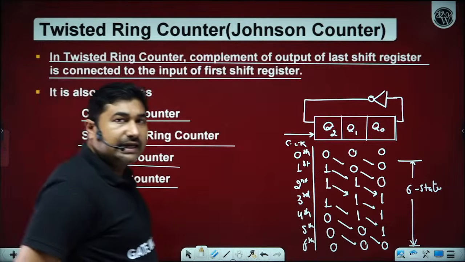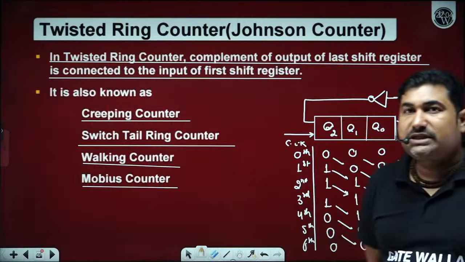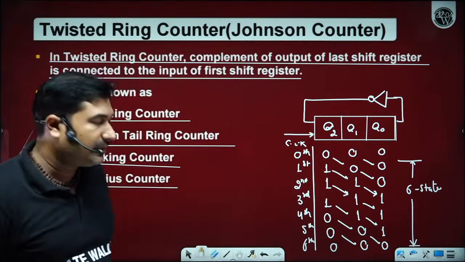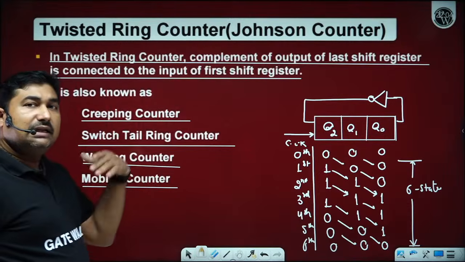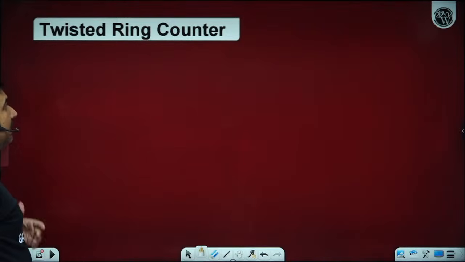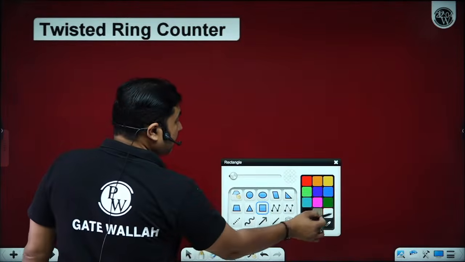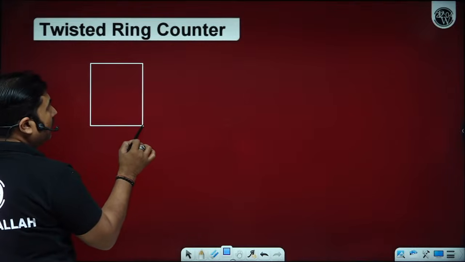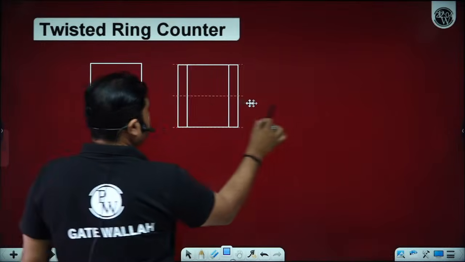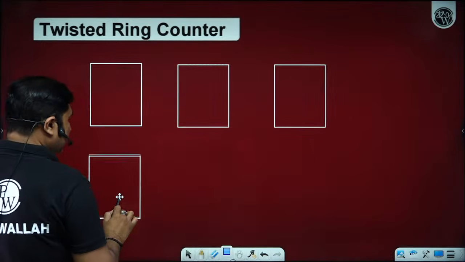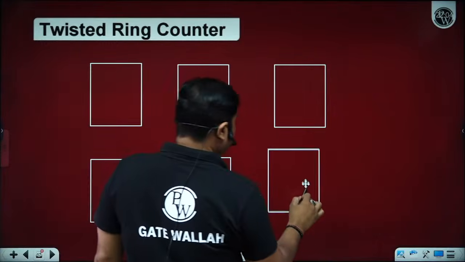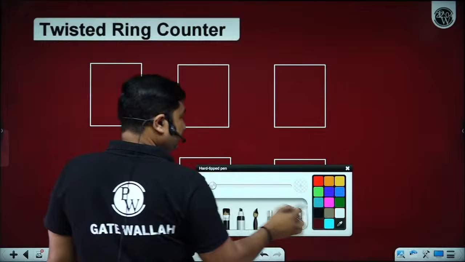So we want to design a Johnson ring counter, a twisted ring counter. In a ring counter, the last flip-flop output is connected to the first flip-flop input. In a twisted ring counter, the last flip-flop output is twisted and connected to the first flip-flop input. We can design this twisted ring counter either by using JK flip-flop or by using D flip-flop. Let me show you both. So a 3-bit Johnson ring counter by using JK flip-flop, or a 3-bit Johnson ring counter by using D flip-flop.